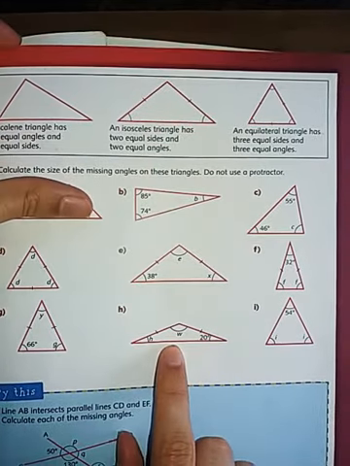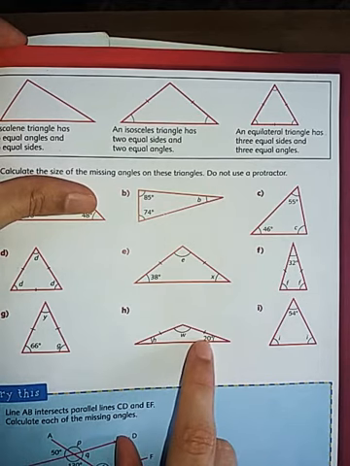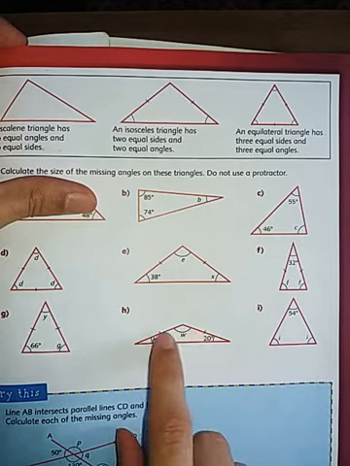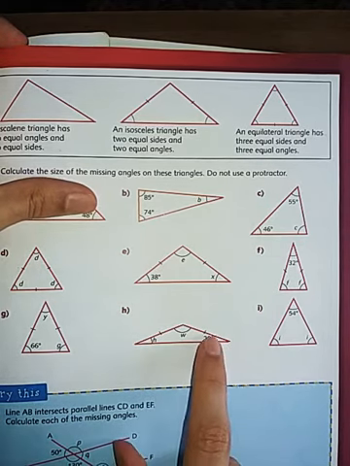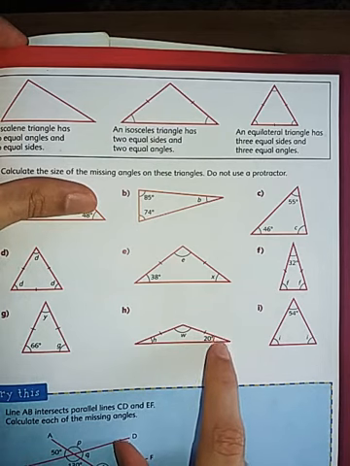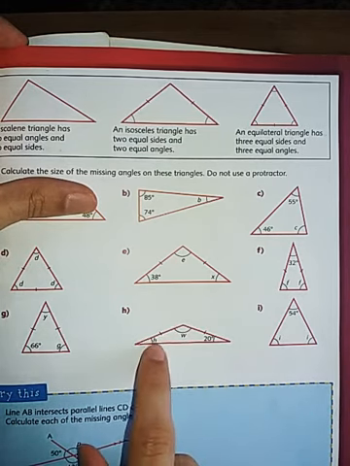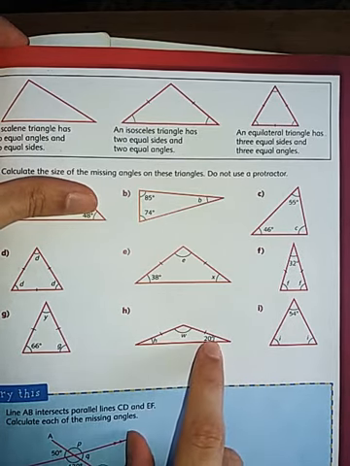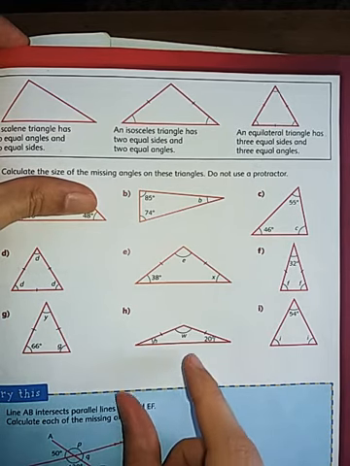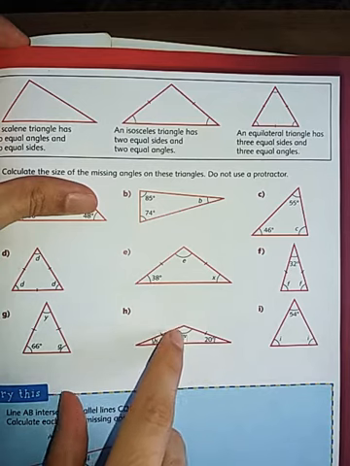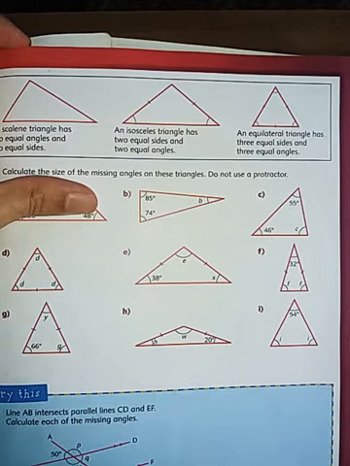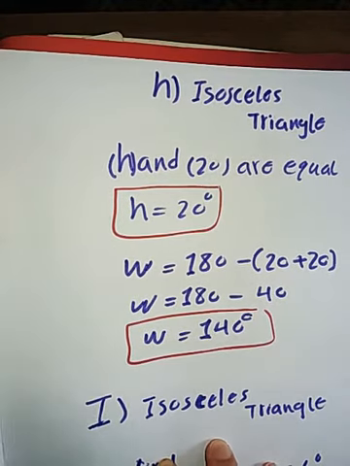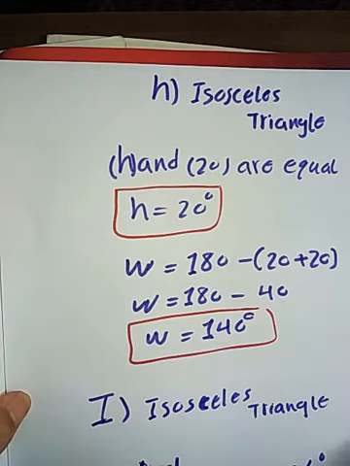Now H. We have again an isosceles triangle. From the little signs on the two sides, we can clearly see that we have an isosceles triangle. Two equal sides, two equal angles. So H equals 20. To find W, we add 20 to 20, that's 40 degrees, and we subtract 40 from 180, so W equals 140 degrees.